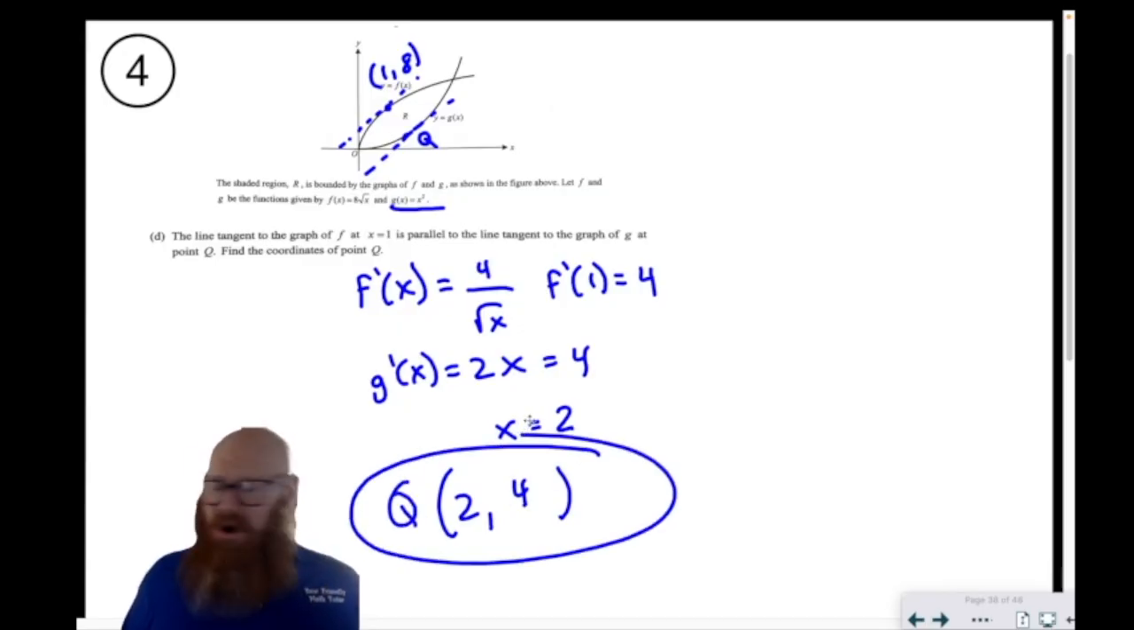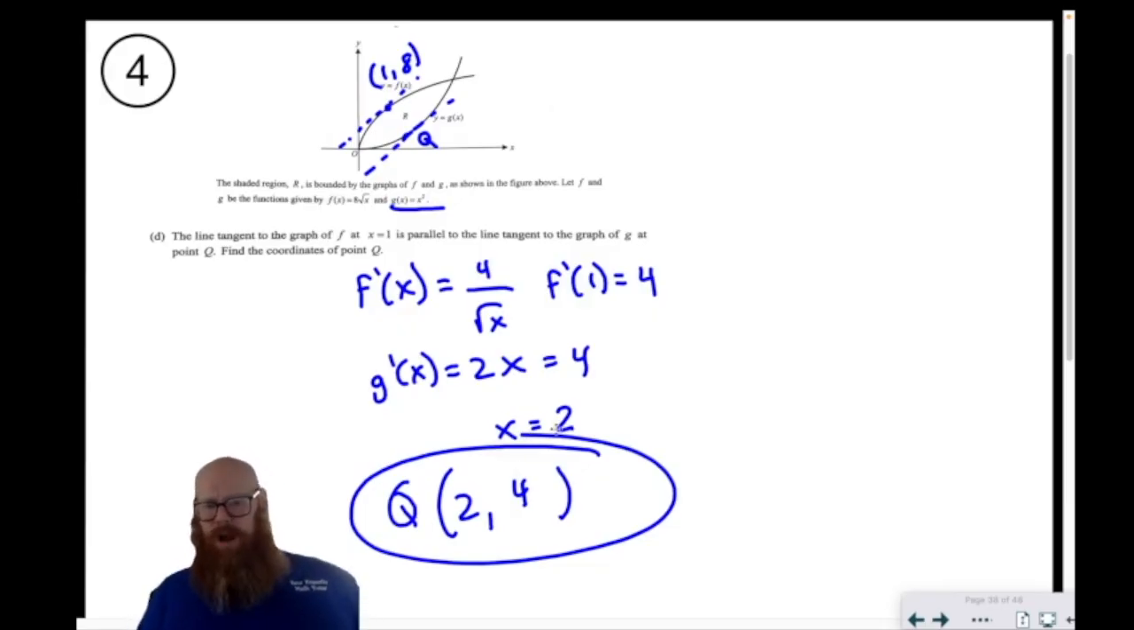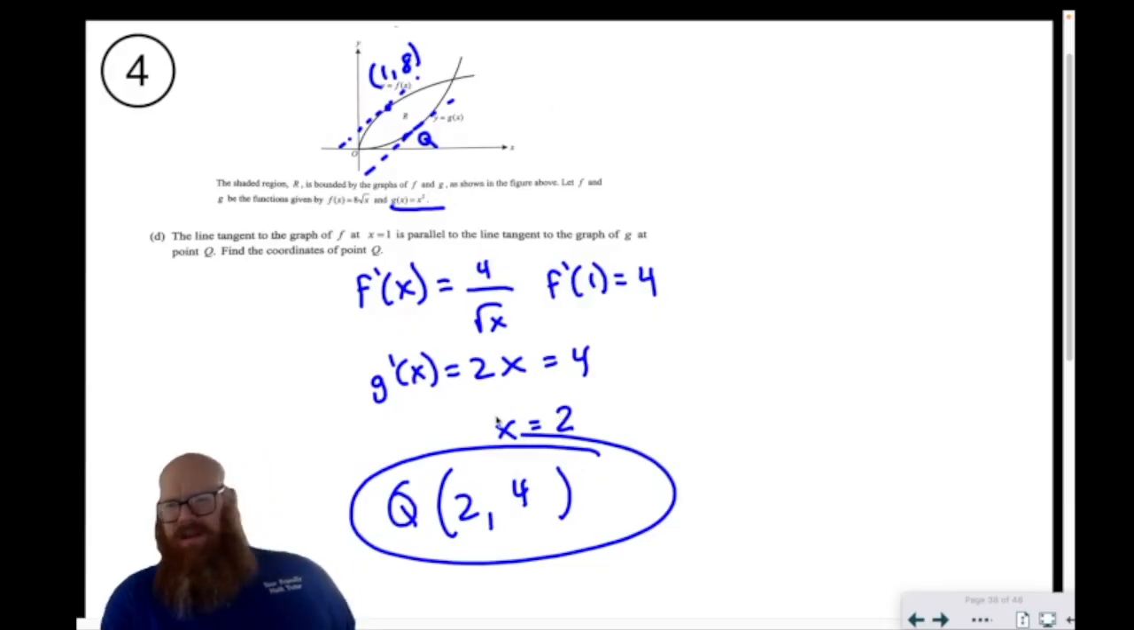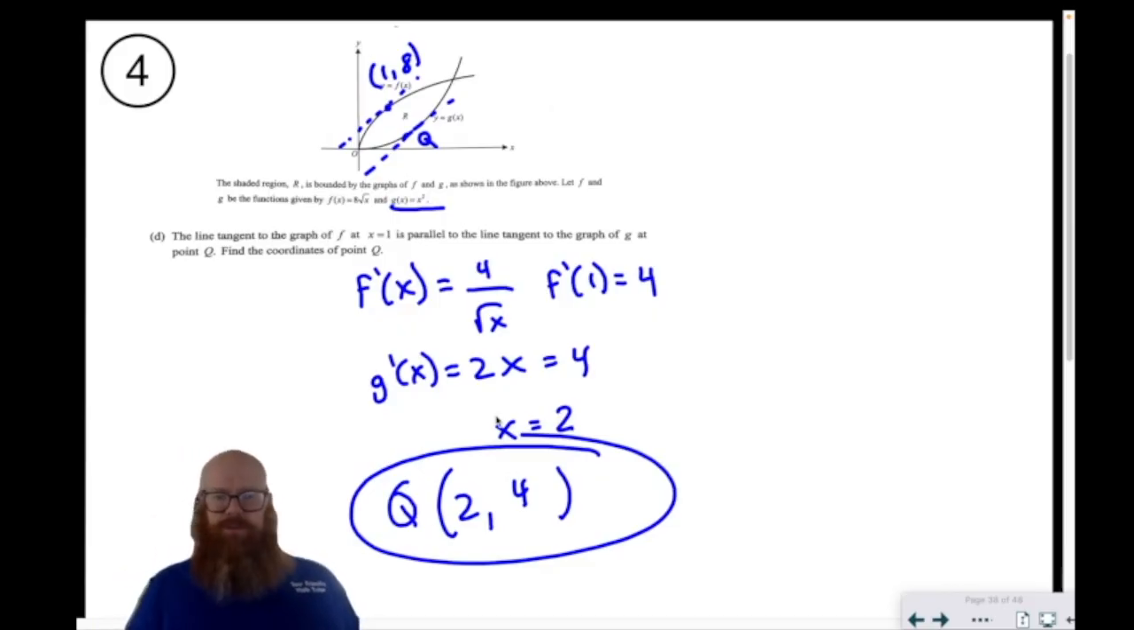All right, so not at all related to the last several problems, but they do that a lot. They'll throw in a last part that just tests another concept, but it's based off of the same given information. So don't be surprised if you see something like that.